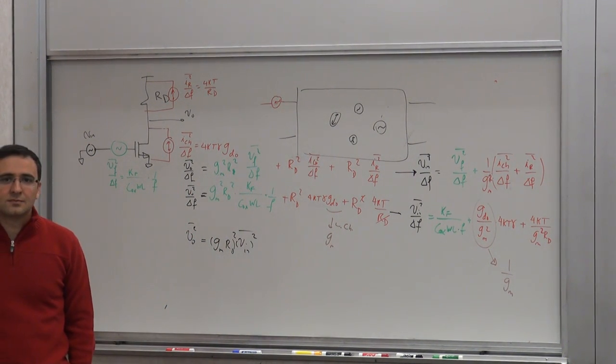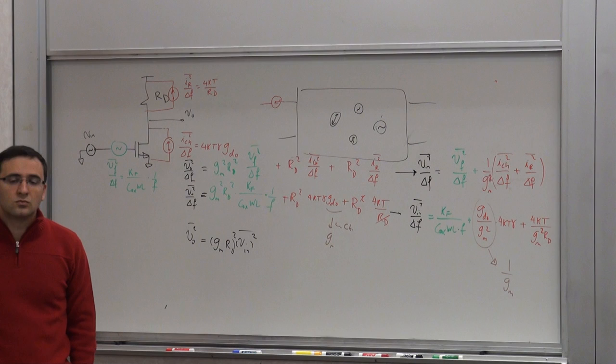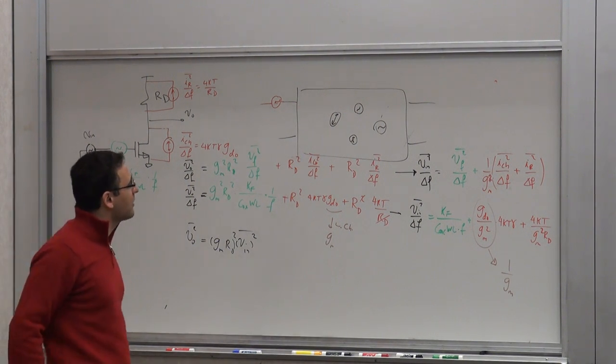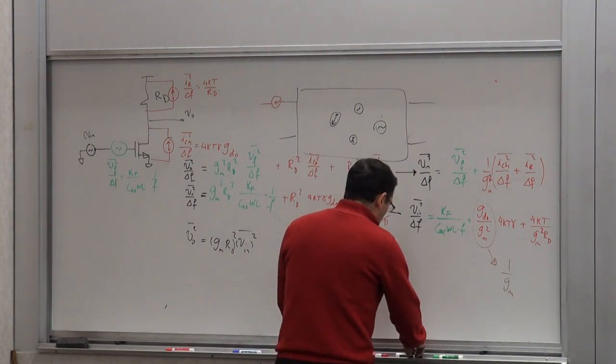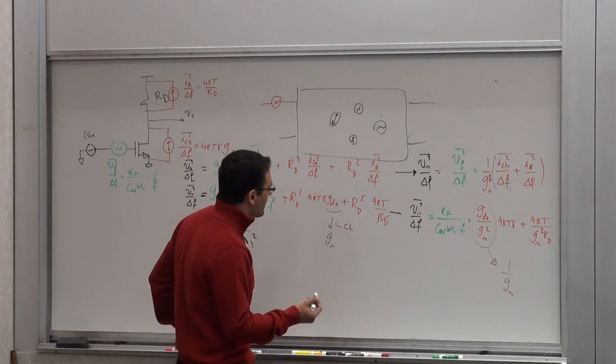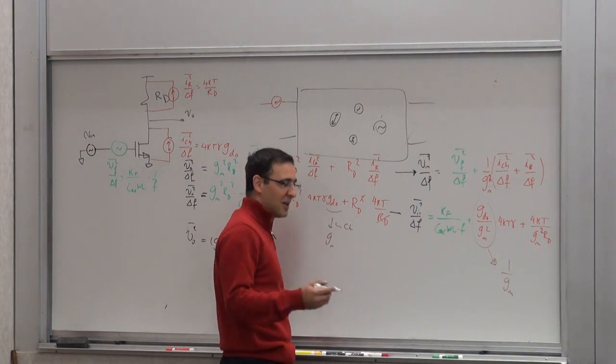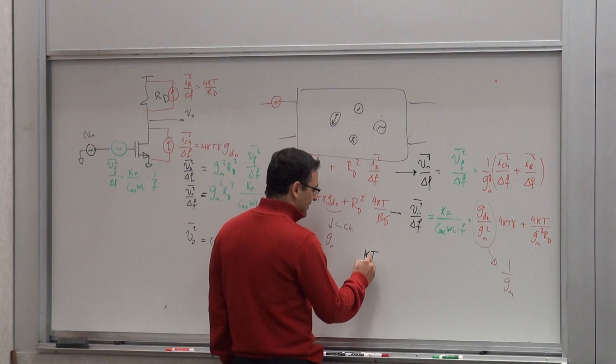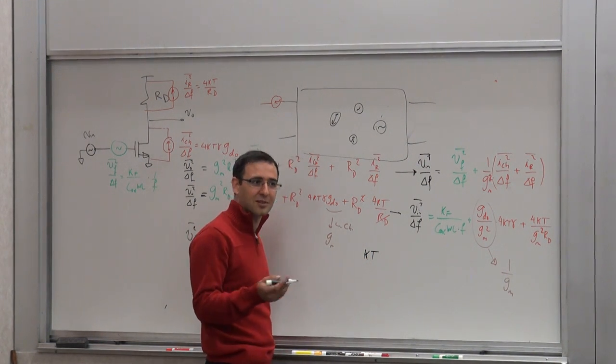Can you give a general order of magnitude? Okay, you can do calculations. Actually, we can put some numbers here. That's a good question. So let's just put some numbers. First of all, the kT, right? What is kT at room temperature?